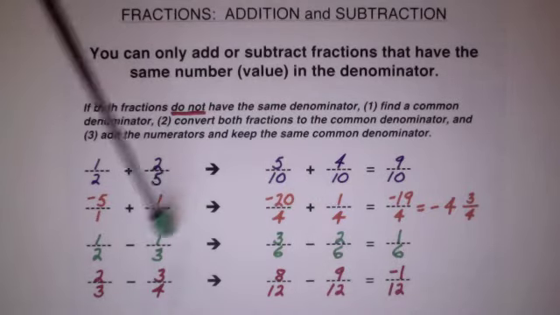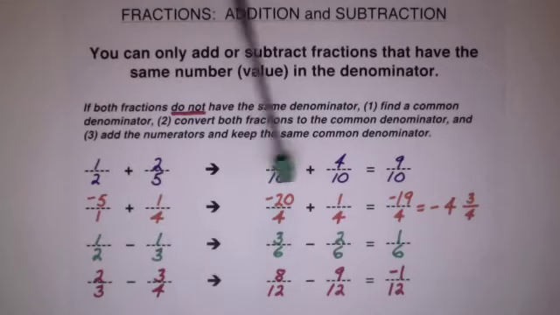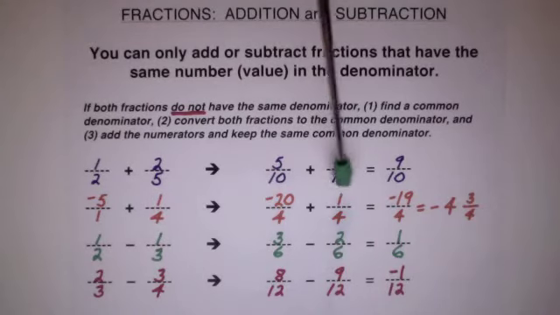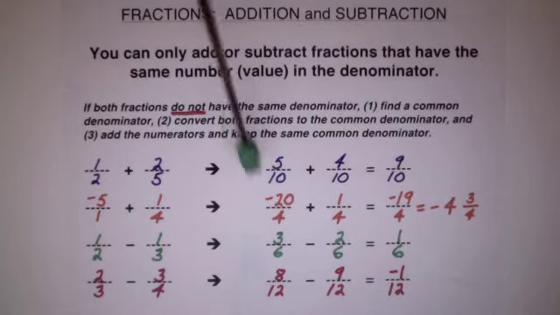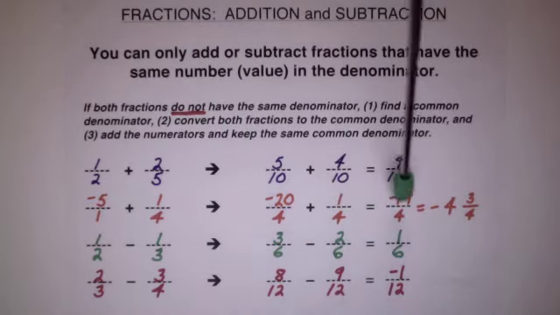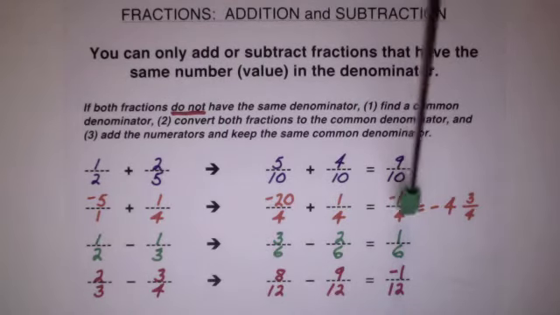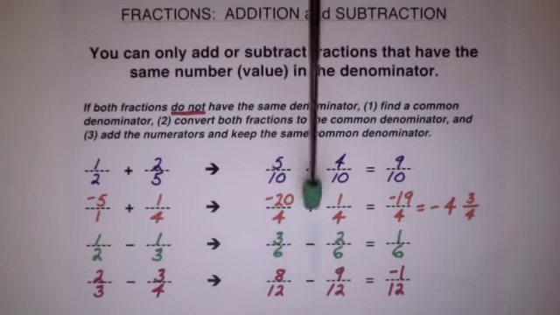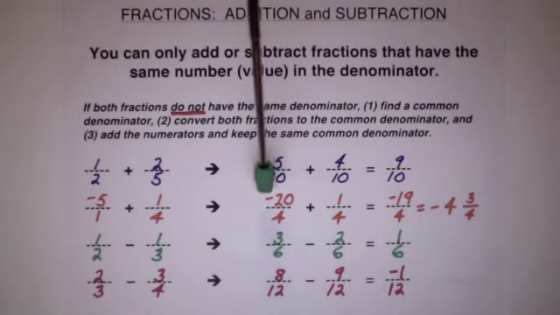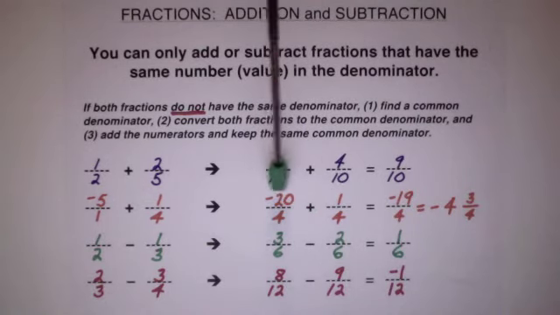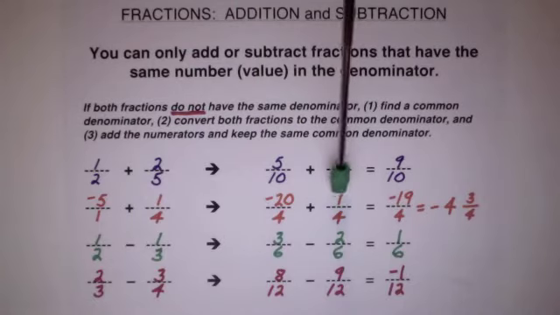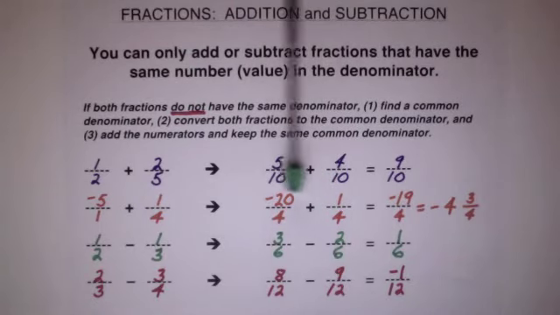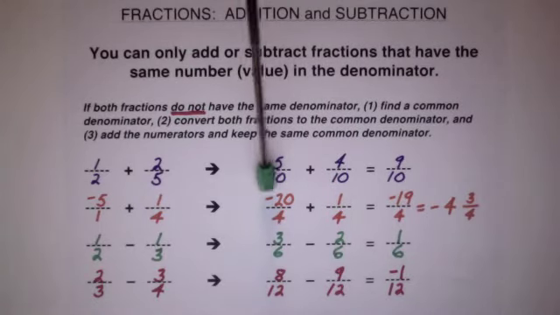So I can leave this one as is. So -20/4 plus 1 over 4. The denominators are the same, so I keep the same common denominator, 4. I am to add these fractions, so I add the numerators. Negative 20 plus 1 equals negative 19. This one is negative, this one is positive. We find the difference and keep the sign of the larger number.